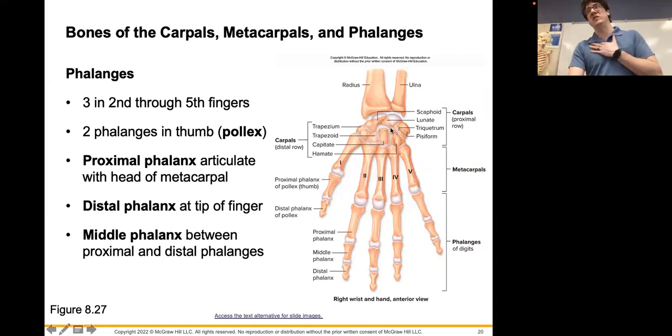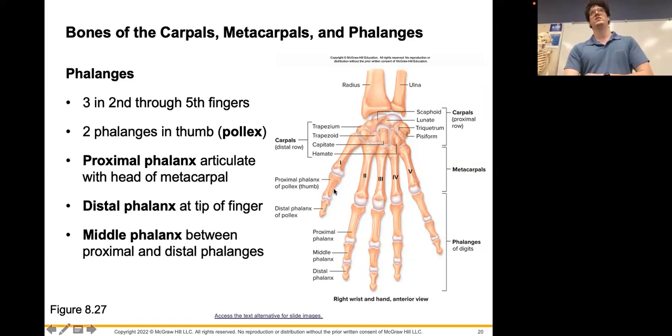I am not a demon, and thus I'm not going to make you memorize all of them. However, I do want you to know two. The two that I want you to know are scaphoid and lunate. That's because these are the two bones of the wrist that are actually going to articulate with the two bones of the forearm. Okay.